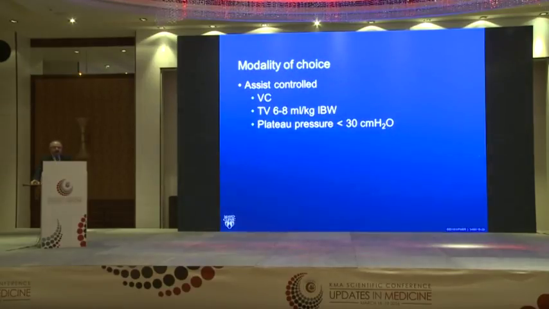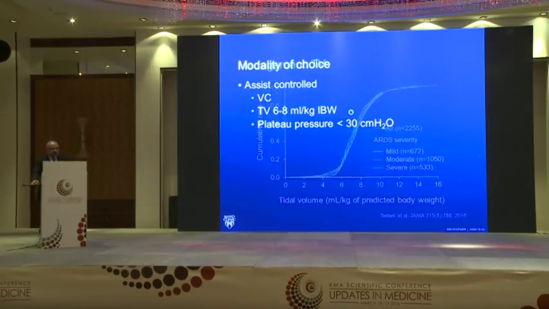Now, this is the modality of choice that we use for the majority of our ARDS patients. We use assist control with volume control ventilation, because if you use pressure control, you generally have a very high chance of giving these patients very high tidal volume, particularly when their compliance starts getting better. So tidal volume should be about 6 to 8 milliliters per kg of ideal body weight, and plateau pressure should be maintained less than 30 centimeters of water.